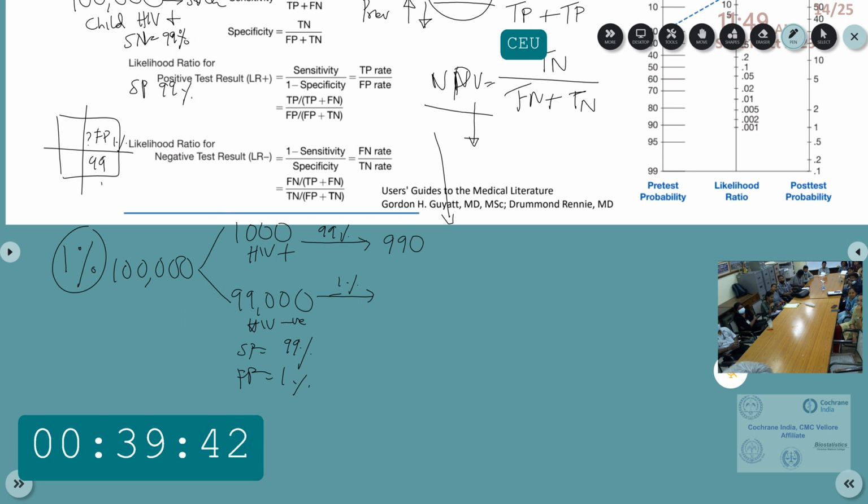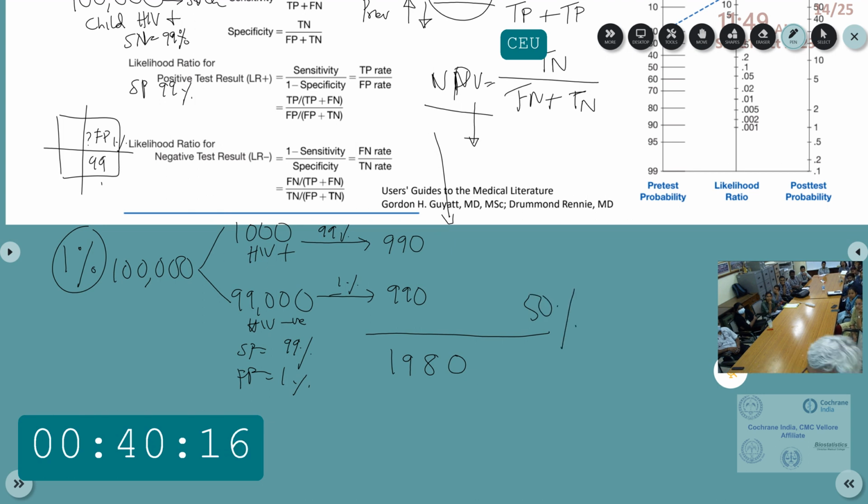Sure, eh? I'm not good in maths, correct? So the test is now totally positive in, correct? Among the 100,000 children, the test will come positive in 1980. How many of them actually have HIV? 990, which is 50%.